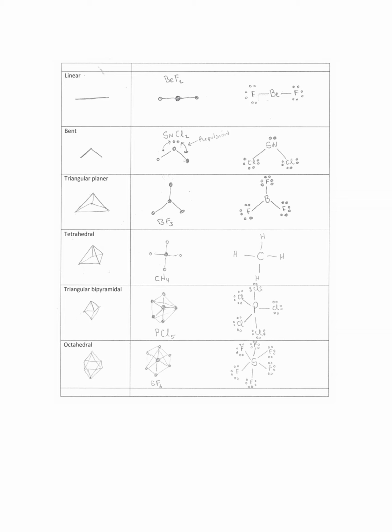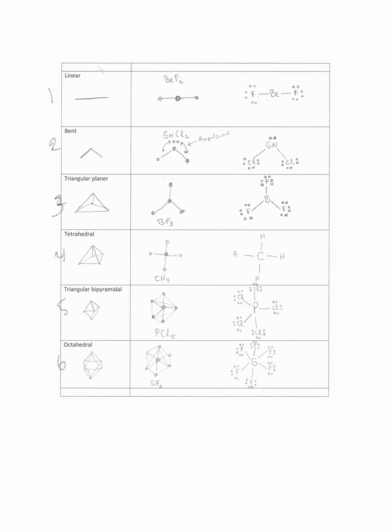This is a chart that shows you some of the shapes that molecules can have. The first one is linear. The second is a bent shape. The third is a triangular planar shape. The fourth is a tetrahedral shape. The fifth is a triangular bipyramidal. And the sixth is an octahedral shape.